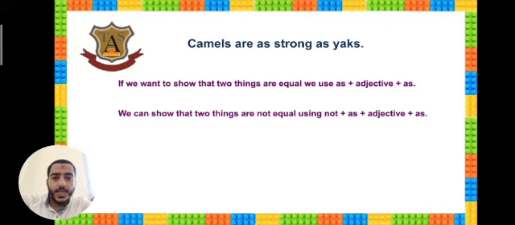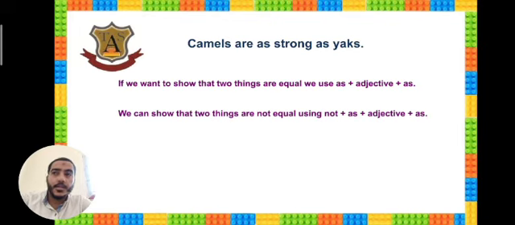When I say camels are not as strong as yaks, this sentence means that yaks are stronger. Camels are not as strong as yaks. It means yaks are stronger. Okay? Do you got it?